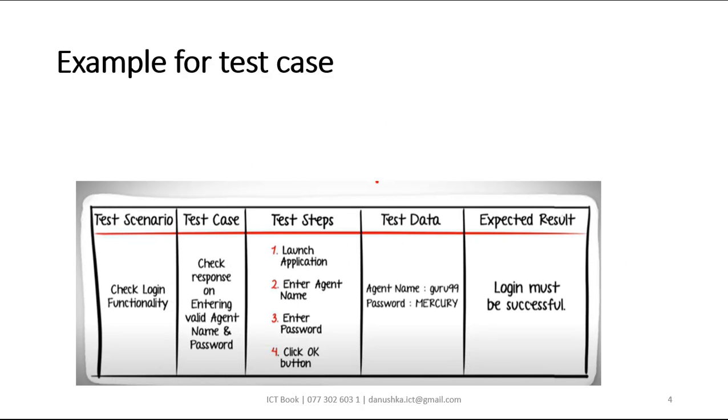So I have a simple test case here, where we have the test scenario, checking login functionality. The test case explanation is to check the response for a valid agent name and password. So then specifically, this is my test case: I'm going to check that the agent name and password are correct. The test steps are launching the application, then entering the agent name and the password and clicking OK. The test data will be the agent name and the password. The expected outcome, the result, should be recorded, whether it's login success or login failed. So this is how you write a very simple test case.